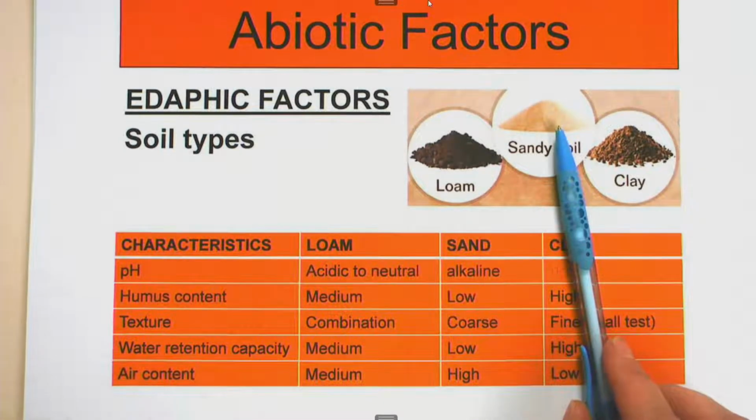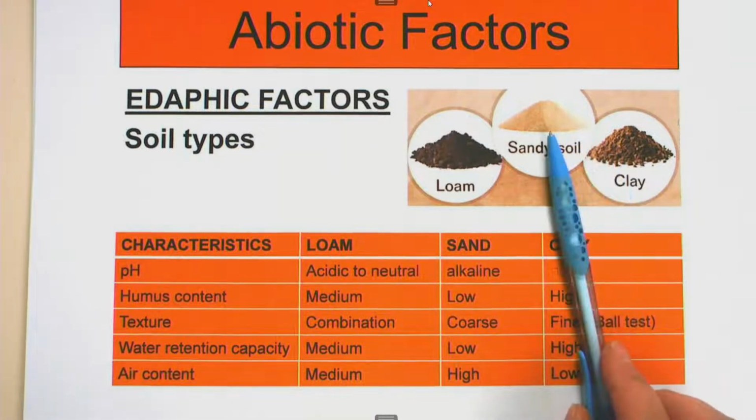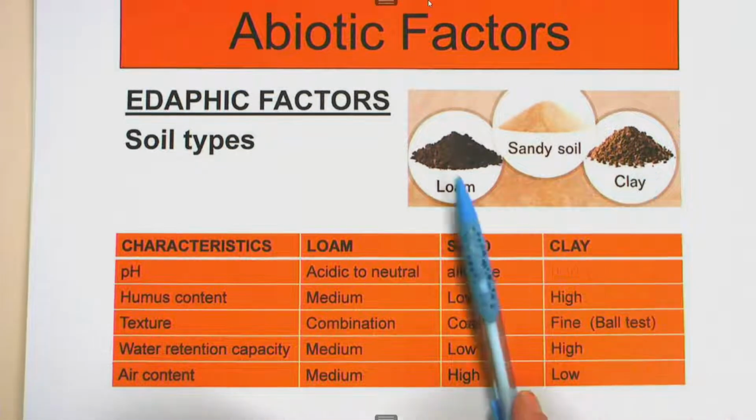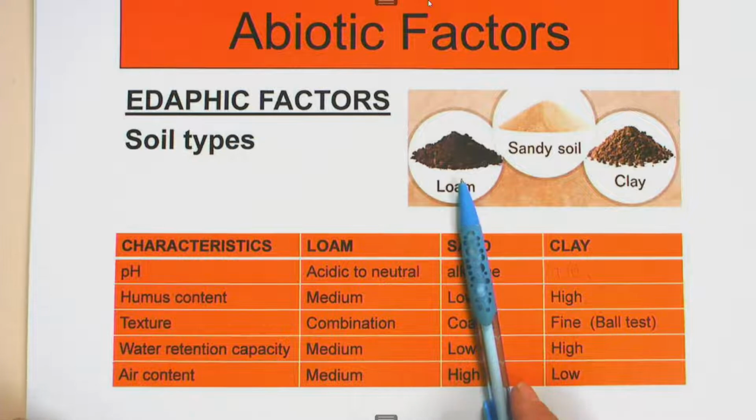Sandy soil is not right. There's too little bit of water in that one. Clay soil is not right because there's too much water in this one. And the loam soil, they say, is just right because there's enough humus, there's enough air, and there's enough water for plants to grow. Okay, now let's have a look.